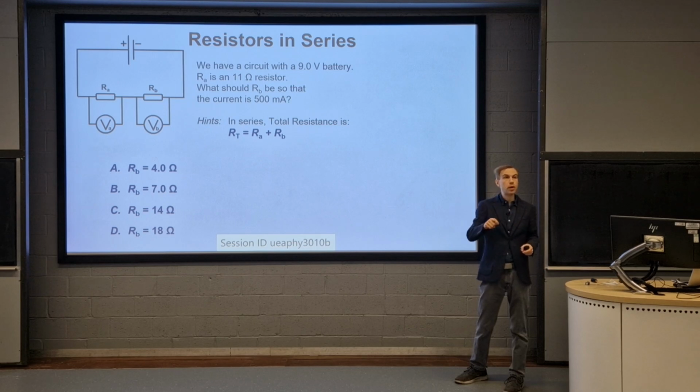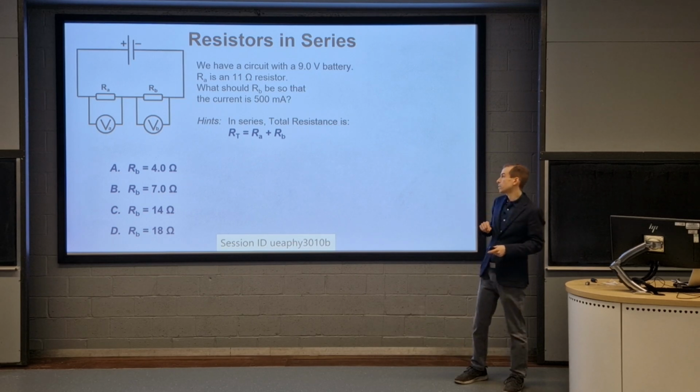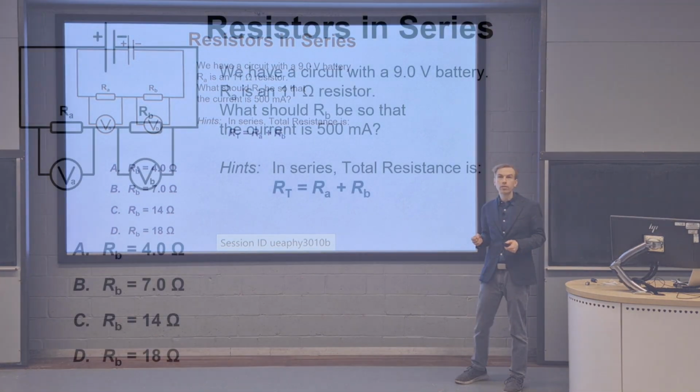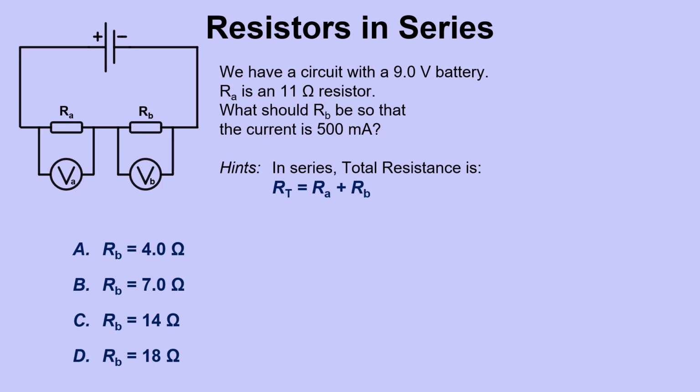Which resistor should we pick out from our drawer so that that's going to give us a current of 500 milliamps? So there's a couple of steps to this one. Let's see what everybody gets for what that resistor B should be to give us that correct current. So this is a bit of a tricky question because there's a couple of steps to it.